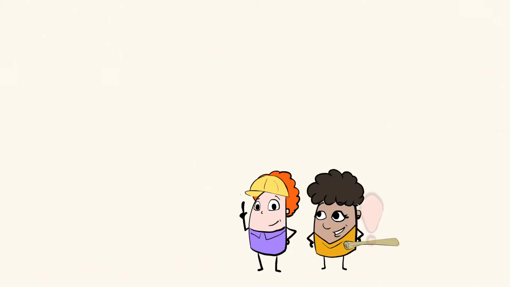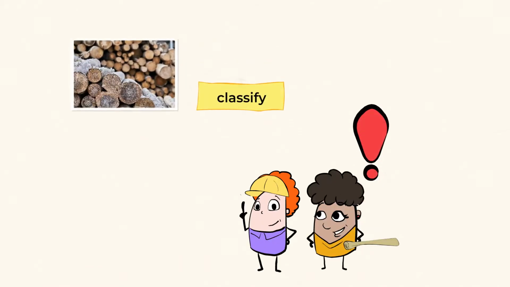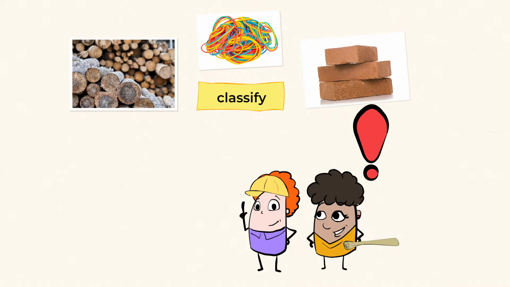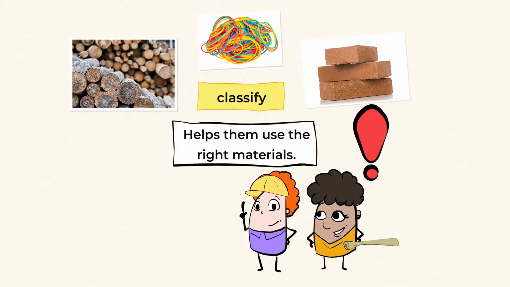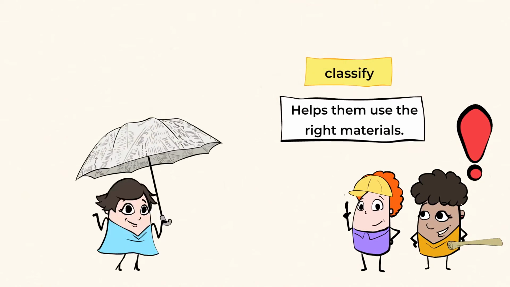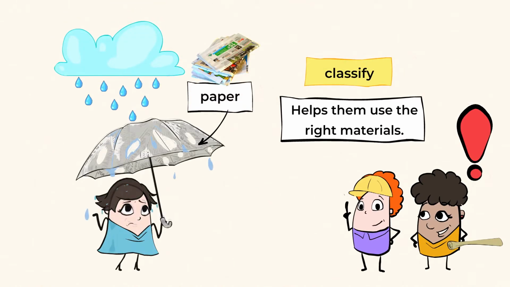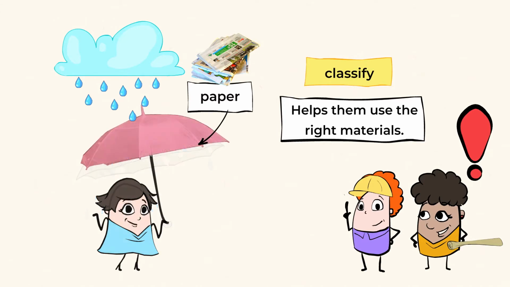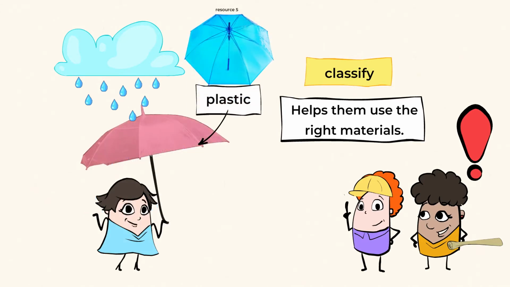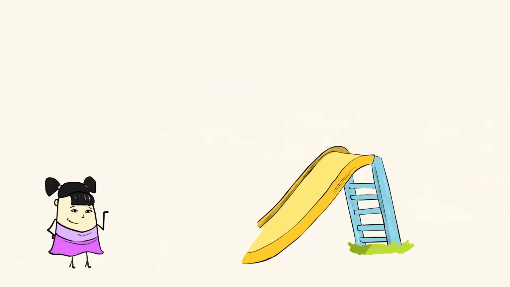And it's very important for scientists to classify materials because understanding their properties helps them use the right materials when creating and building different objects. Imagine making an umbrella out of paper. What would happen when it rained? You'd be all wet. And that's why we make umbrellas of plastic, so it allows the rain to drip off and you stay dry.